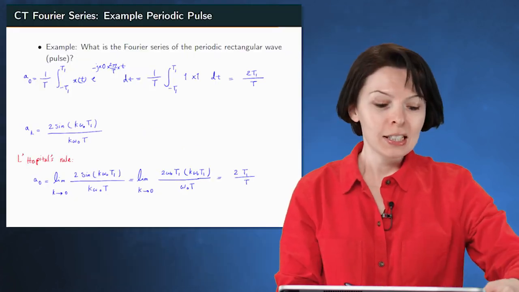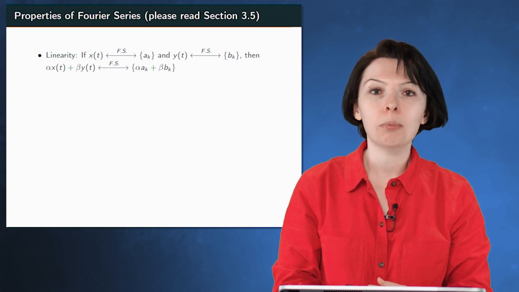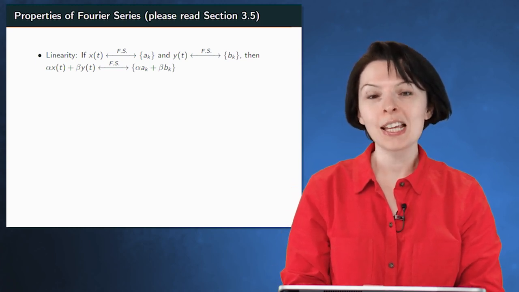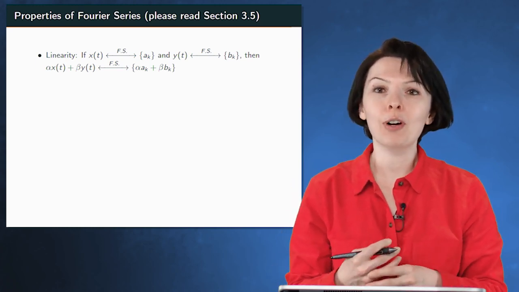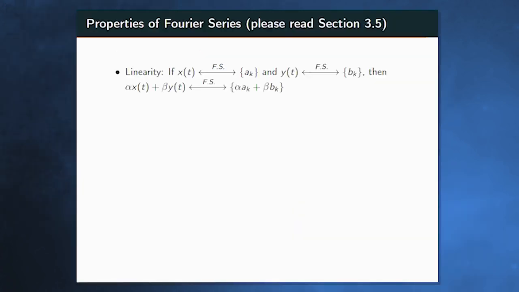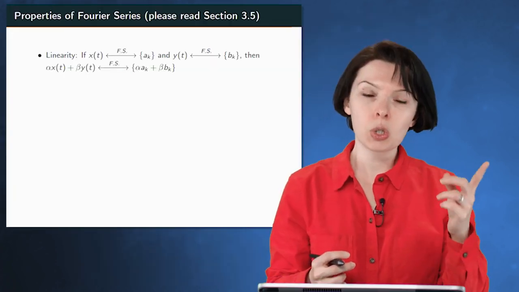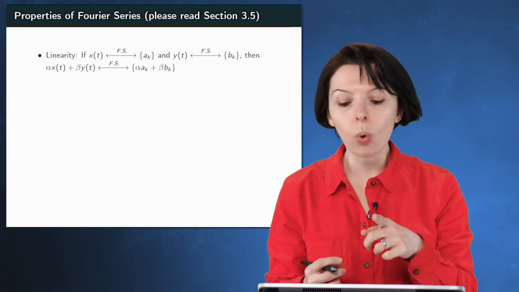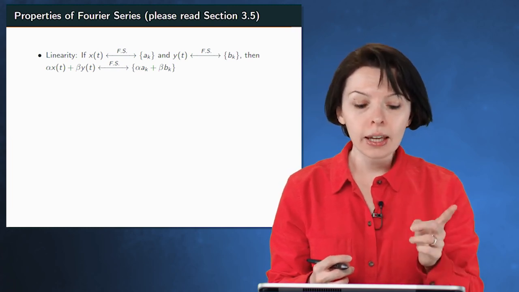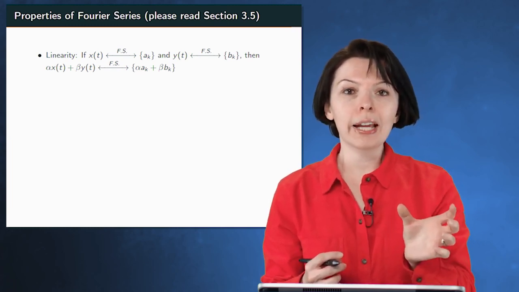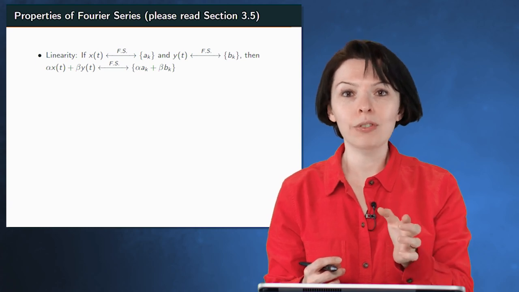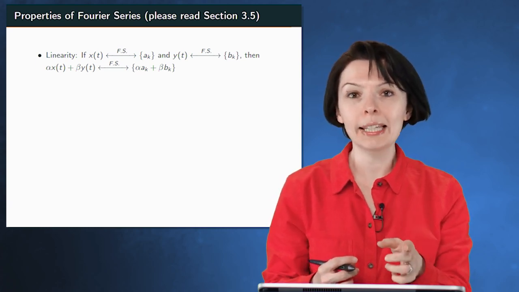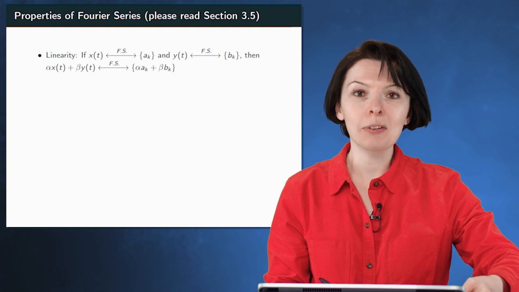All right. So next we are going to look at the properties of Fourier series. Please read section 3.5 of your textbook to see the proofs. The linearity property of Fourier series says that if the Fourier series coefficient of x of t is denoted by a_k and Fourier series coefficient of y of t is denoted by b sub k, then Fourier coefficients of alpha x of t plus beta y of t are going to be equal to alpha a_k plus beta b_k.